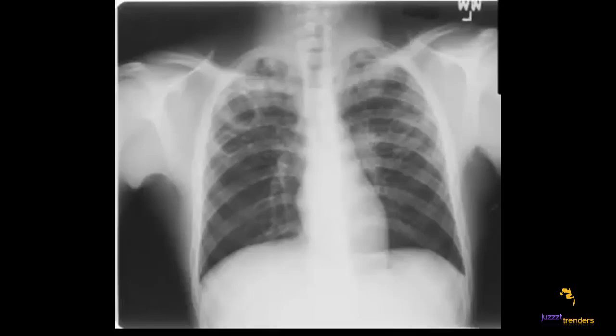The X-ray is courtesy of Dr. Daniel Hankins, University of South Alabama, USA.